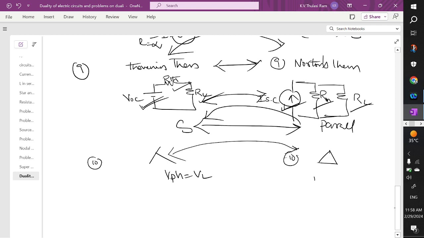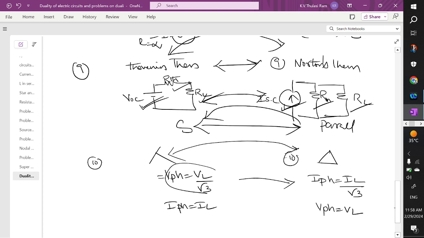Here phase voltage is equal to line voltage by root 3, and I phase is equal to IL, but here it is reverse. So phase current is equal to IL by root 3, and phase voltage is equal to line voltage. For example, phase voltage is 230 and line voltage is 440. So when you divide 440 by root 3, you will get the lower magnitude.